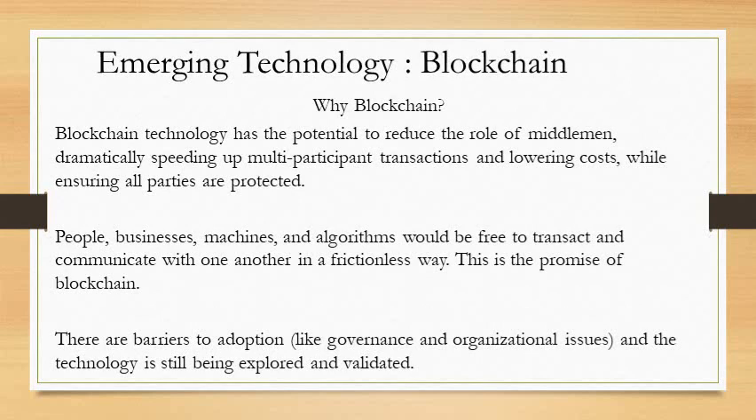Now, why has this been considered an emerging technology, and why blockchain? Blockchain technology has the potential to reduce the role of middlemen like banks, brokers, and third-party intermediaries dramatically, speeding up multi-participant transactions and lowering costs while ensuring all parties are protected. People, businesses, machines, and algorithms would be free to transact and communicate with one another in a frictionless way.